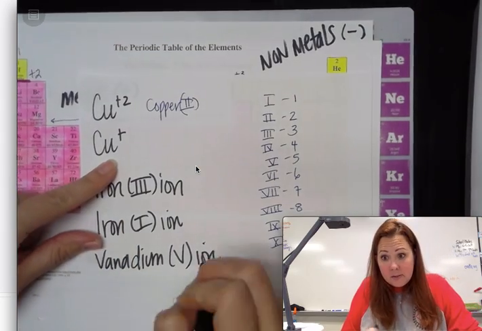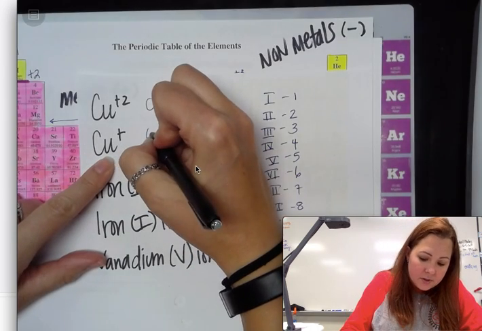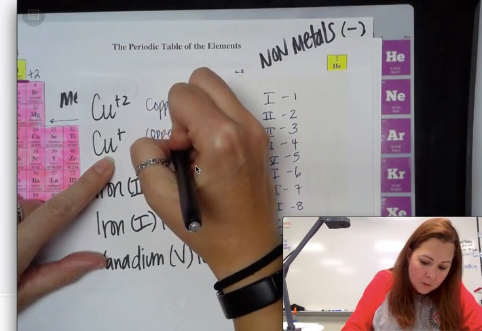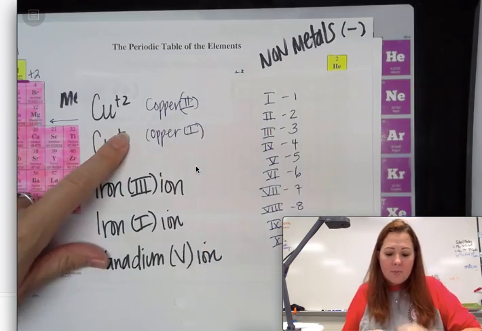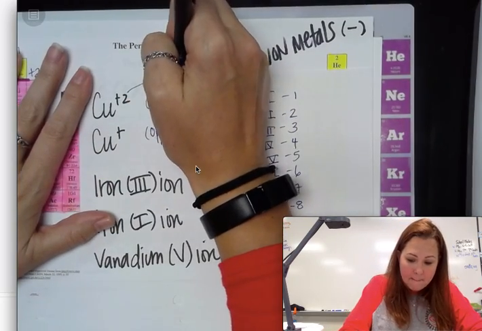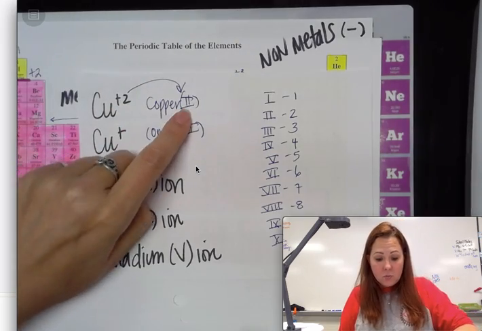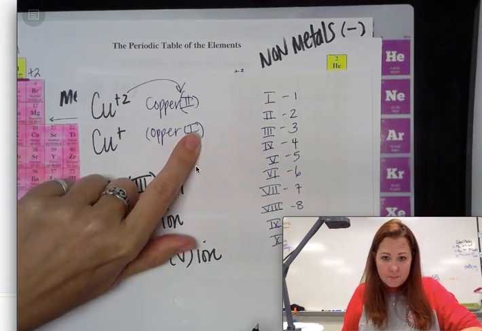Here, copper, again, is still a transition metal. This one's called copper 1 because it's copper with a +1 charge. These match. +2, 2. +1, 1.